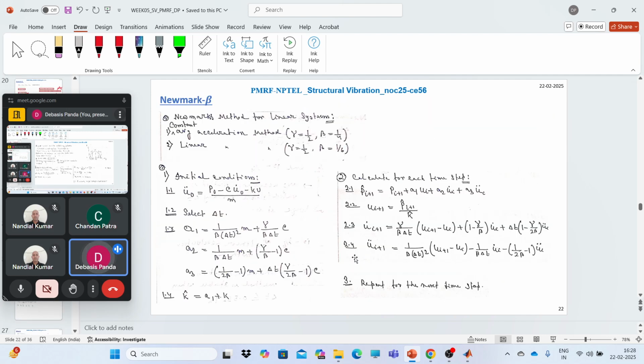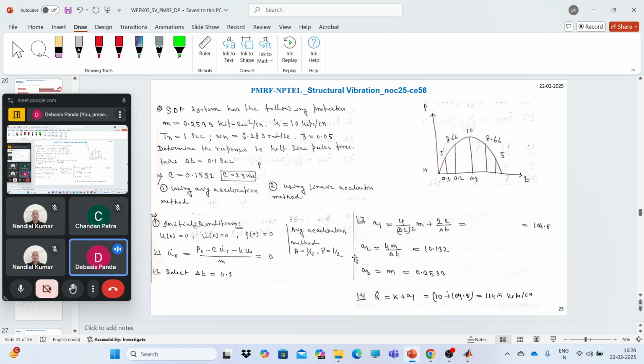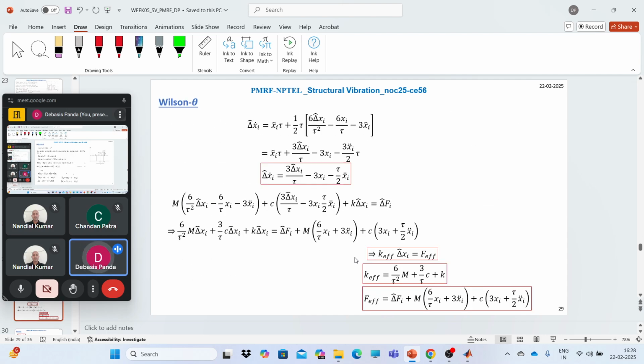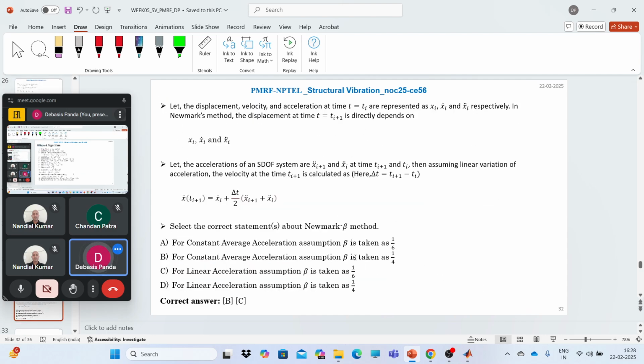Here I have put one problem where you can solve using pen and paper too. Like, one half sine pulse is provided here, and you find the response. I will get back to that. But this kind of short questions may come from here, like select the correct statement about the Newmark beta method.